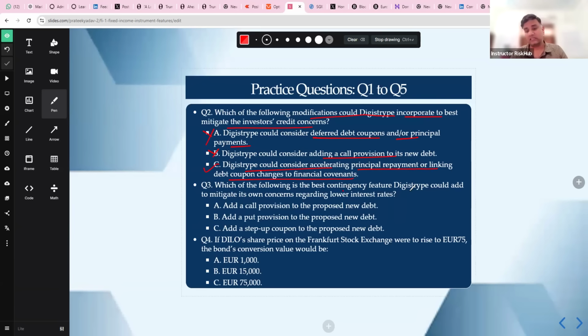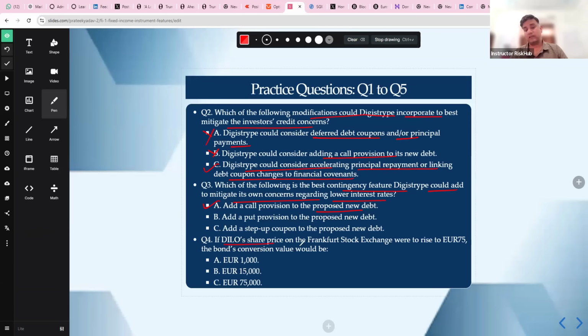Which of the following is the best contingency feature Digistripe would add to mitigate its own concern regarding the lower interest rate? Again, if you want refinancing to be cheaper if rates fall, what helps here is a call option, right? You add a call provision to the proposed new debt. So that is a good thing.